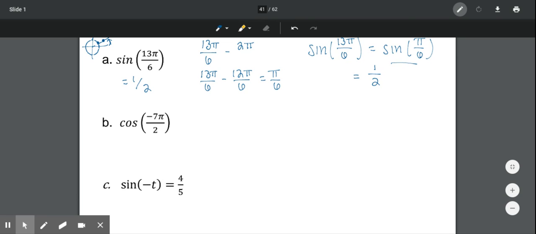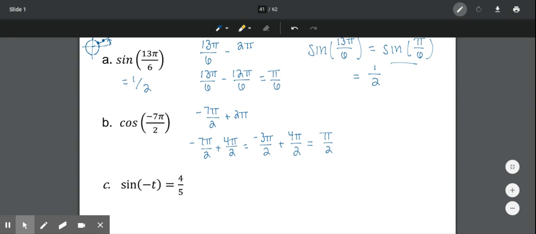So for part B, we have the cosine of negative 7 pi over 2. So it might make sense to make that positive. If we added 2 pi to negative 7 pi over 2, negative 7 pi over 2 plus 4 pi over 2 would get you to negative 3 pi over 2. And if you're not comfortable with negatives, then add another 2 pi to that. So add another positive rotation, which gets you to pi over 2.